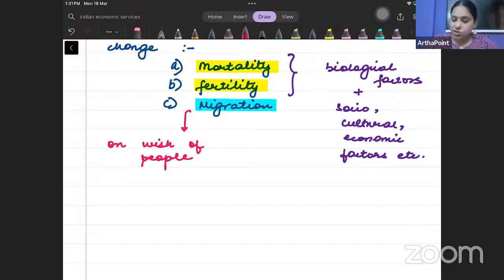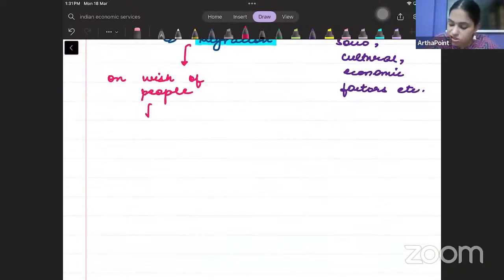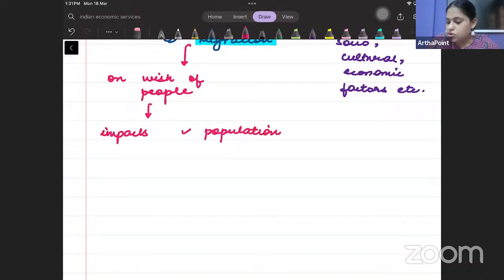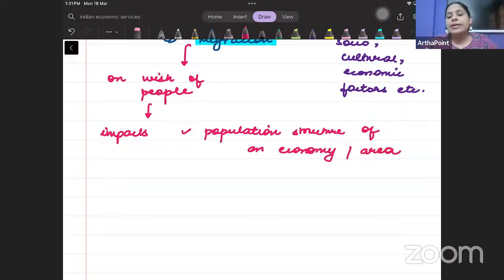And because of migration, basically migration goes ahead and it impacts the population structure of an economy or area. So imagine that if all people who want to work in industries migrate to my city, accordingly the population structure of my city will be defined. Accordingly, the characteristic of my city or my area or my country will be defined, right?